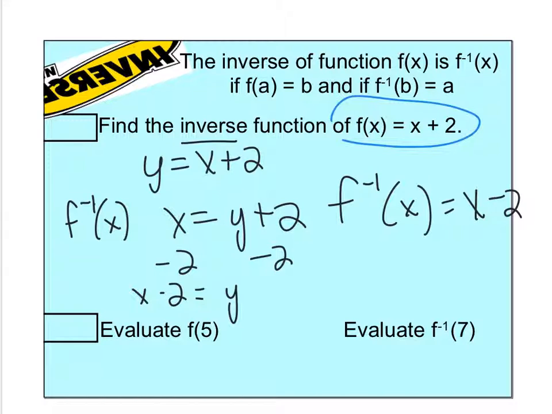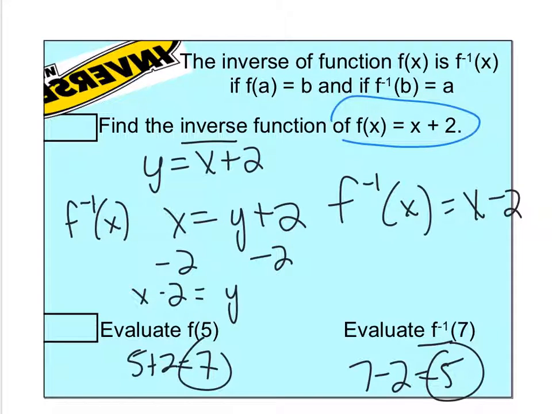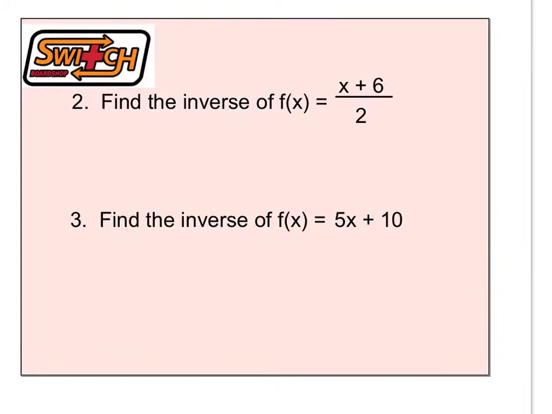So your f inverse is going to be x minus 2. For f of 5, that's going to be 5 plus 2 equals 7. And if I put 7 into the inverse, 7 minus 2 equals 5. That works. Went from 5 to 7, then went from 7 back to 5. That's what I want to have happen.